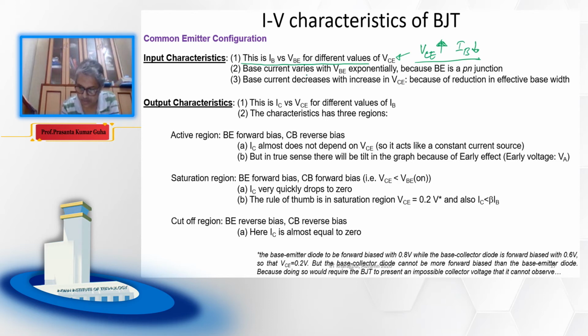And of course, this IB versus VBE is exponential because this is the base emitter junction, a PN junction, and this is in forward bias. Right, so this I have already mentioned here.